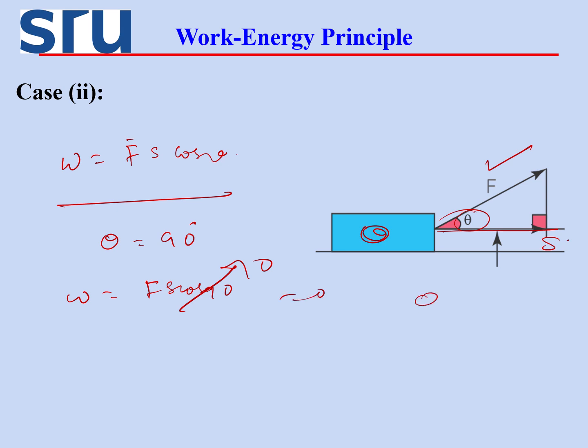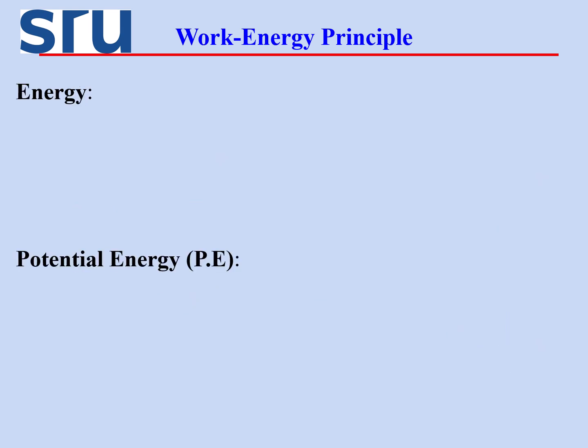For example, a person carrying weight and moving on the surface. This is the weight mg, and this is the displacement direction. What is the angle here? 90 degrees. So in this case, the work done is 0. Now coming to energy, how can we define energy? Energy is the capacity to do work.